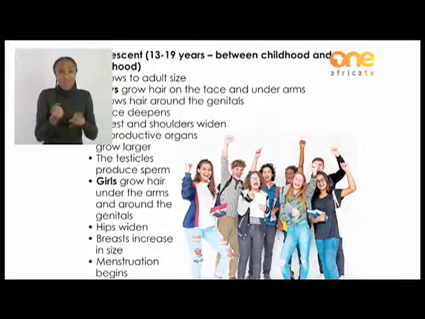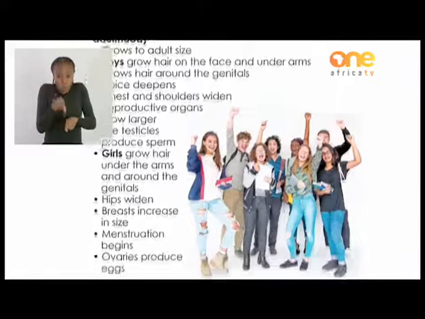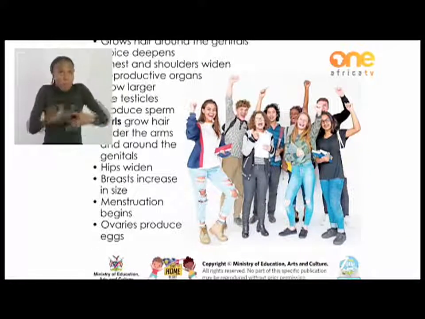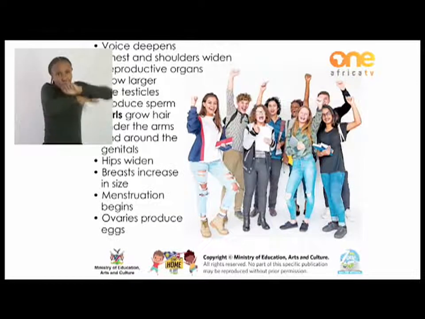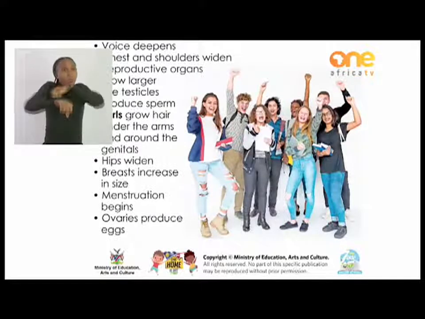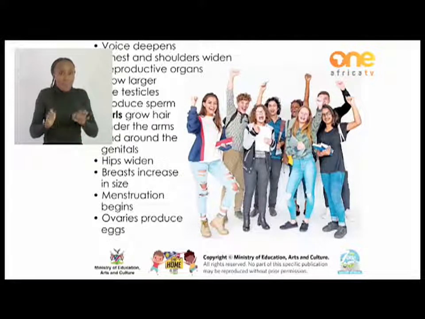The boys, the testicles, they start to produce sperm. It means they are at the stage of making babies. The girls grow hair under the arms and around the genitals. It means under their armpit, they grow hair and also around their reproductive parts. Their hips, the sides of the hips, become wider, it moves out of the body.